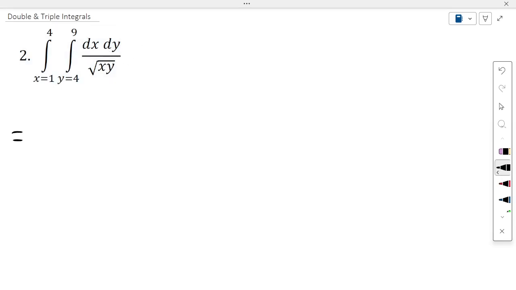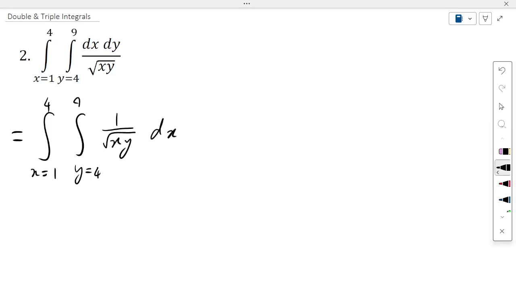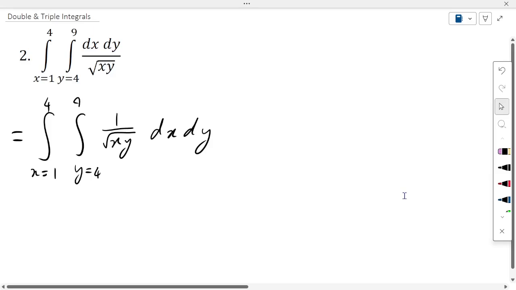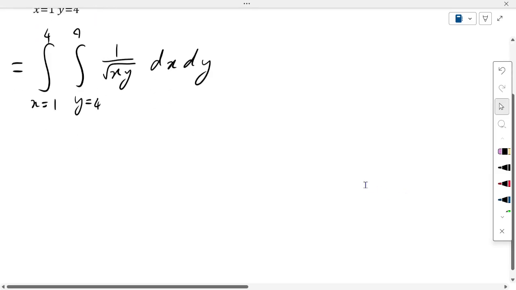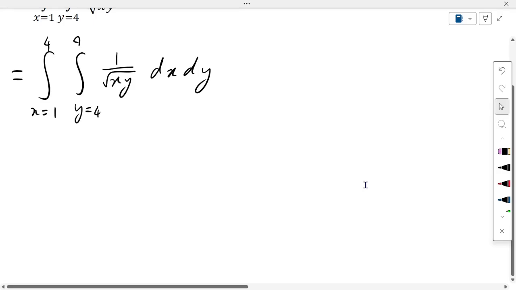So let's just do that. We're going to have the integral x equals 1 to 4, and then the integral of y equals 4 to 9, and then we have 1 divided by root xy with respect to x and y, respectively. Okay, isn't that looking a little bit better now? Well, it's still looking weird.